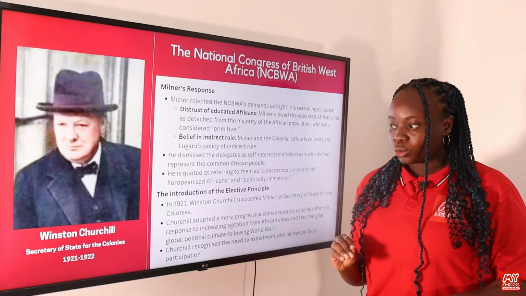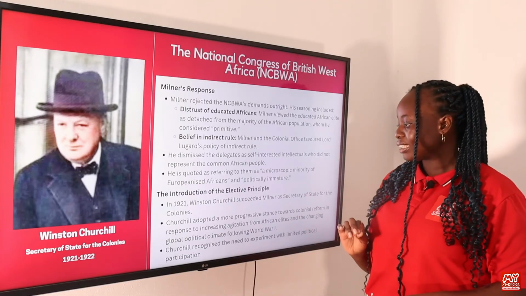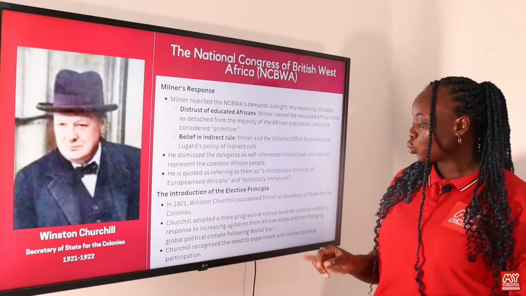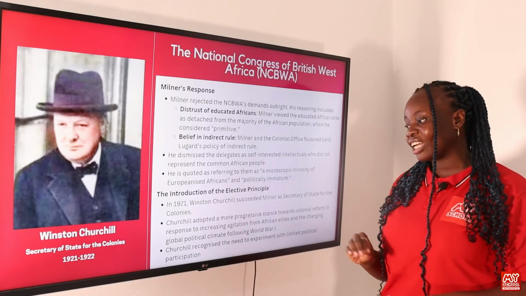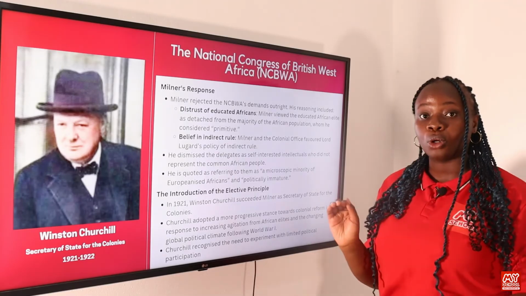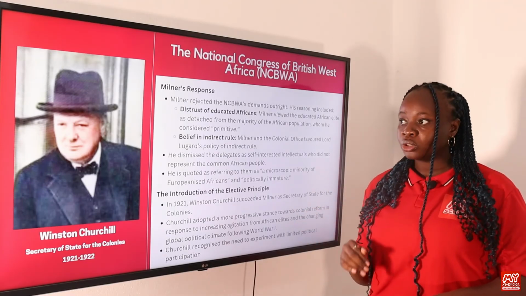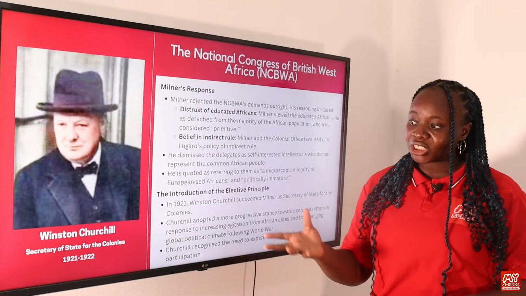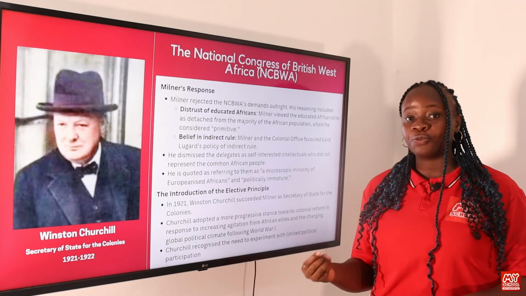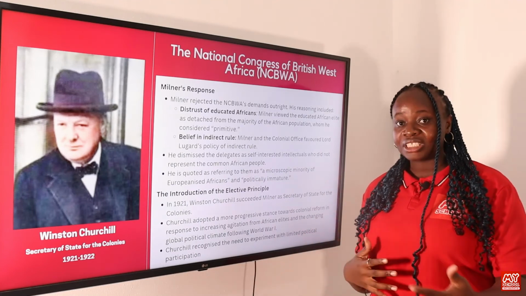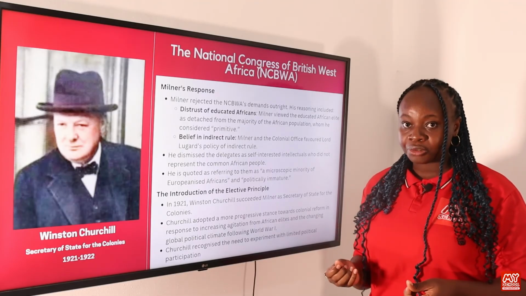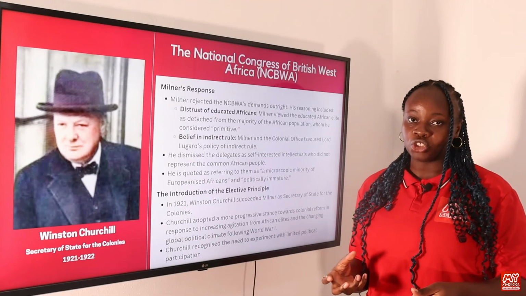However, in 1921, Winston Churchill succeeded Milner as Secretary of State for the Colonies. Churchill adopted a more progressive stance towards colonial reform in response to increasing agitation from African elites and the changing global political climate following World War I. After World War I, many of these countries in the West, especially the British, the French, and the German people, were being criticized for their imperialist stance towards their relationship with other countries of the world. They believed they were imperial authorities. This word had a very negative connotation at the time.